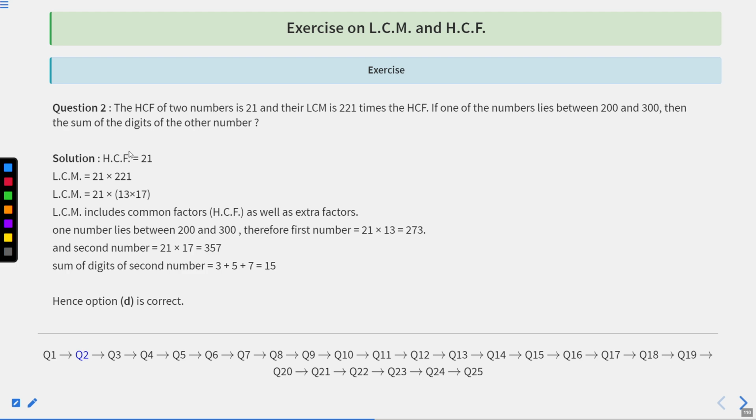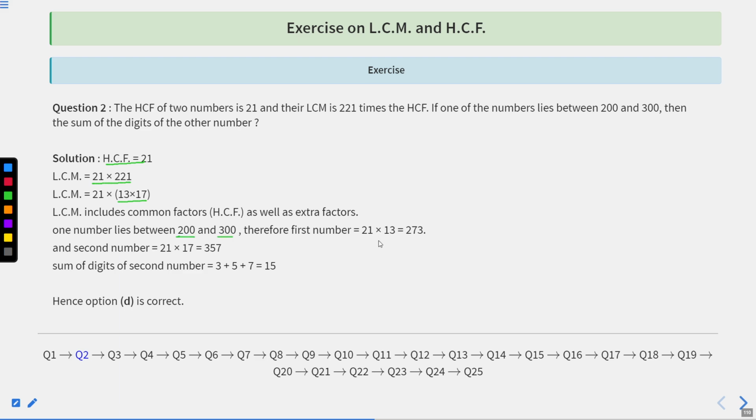Moving on to solution. We are provided with HCF and it is equal to 21. And it is also given that LCM is equal to 221 times of HCF. So 221 can also be written as 13 into 17. So LCM includes common factors as well as extra factors. One number lies between 200 and 300.